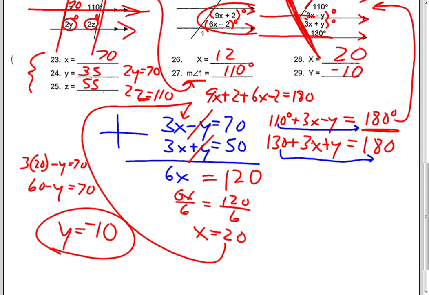How many people remembered their elimination method? Could you also graph this if you had more time and you wanted to do that? You would end up with a point of intersection that would be the point 20, comma, negative 10. Keep that with all of the rest of your Chapter 3 parallel line materials.